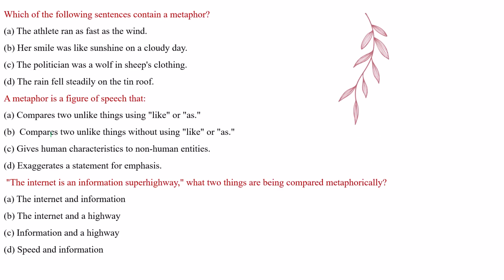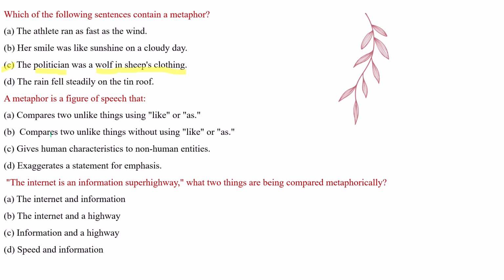Which of the following sentences contain a metaphor? Option A, the athlete ran as fast as the wind. So this is a simile. Her smile was like sunshine. This is a simile. The politician was a wolf in sheep's clothing. So this is a metaphor. So this is the correct answer. Here the sentence directly equates the politician to a wolf in sheep's clothing, without using like or as. So C is the correct answer. C is a metaphor.